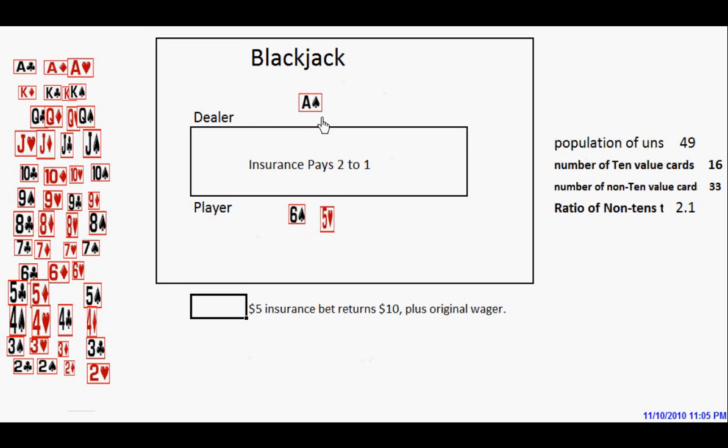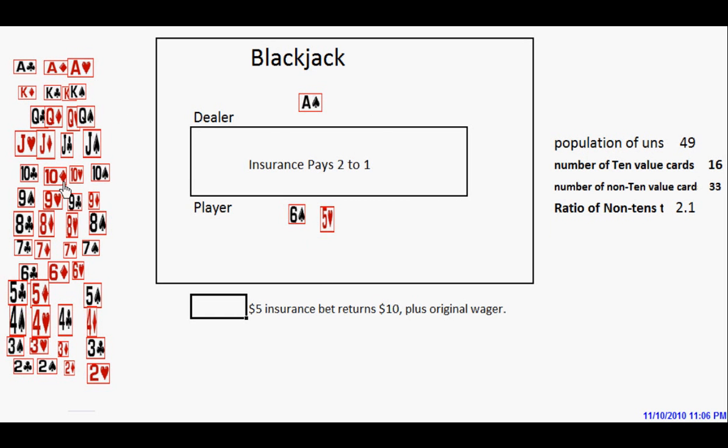He's getting 2-1. Well, we see the population of unseen cards is 49. The number of 10-valued cards, the kings, queens, jacks, and tens, is 16. The number of non-10-valued cards is 33, because 33 and 16 is 49. So the ratio of non-tens to tens is 2.1. The dealer has more than 2 value cards for each bluff card. So there's no way the player can win by playing. If the dealer was essentially bluffing more often, if he didn't have enough value bets to balance off his bluffs, then the player would win.